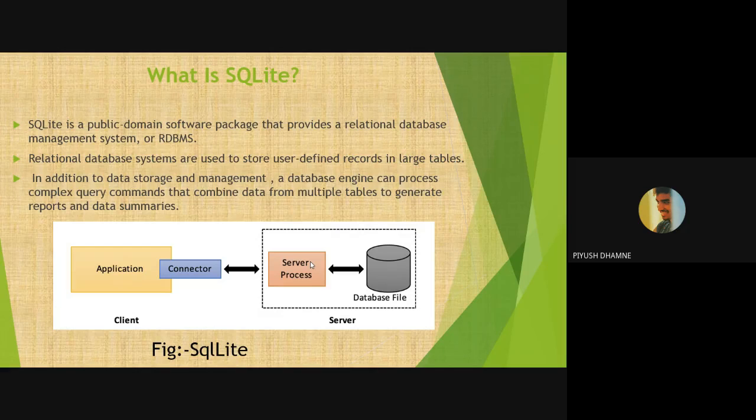So now I switch to SQLite. What is SQLite? SQLite is a public domain software package that provides a relational database management system, or RDBMS, that is relational database management system. Relational database systems are used to store user-defined records in large tables. In addition to data storage and management, a database engine can process complex query commands that combine data from multiple tables to generate reports and data summaries.